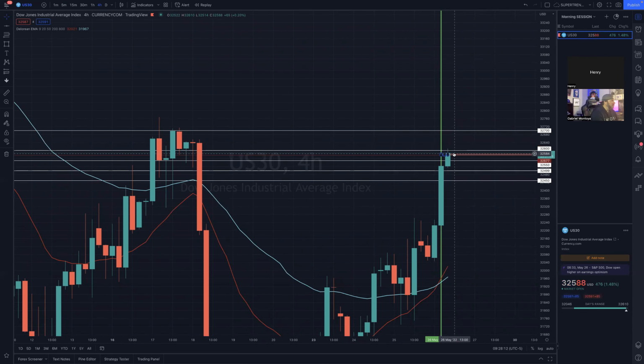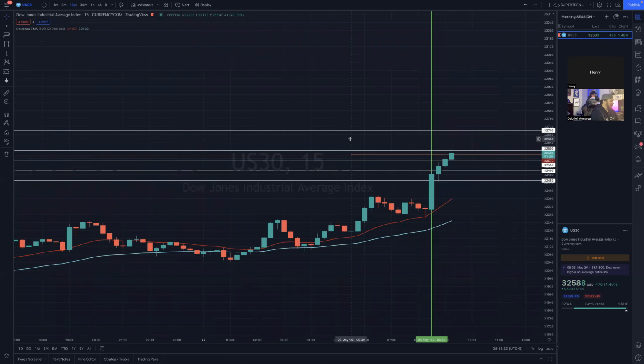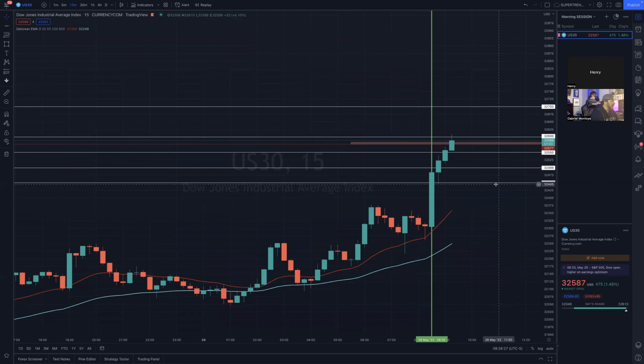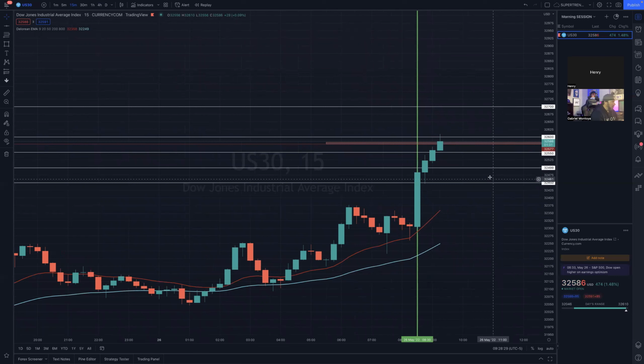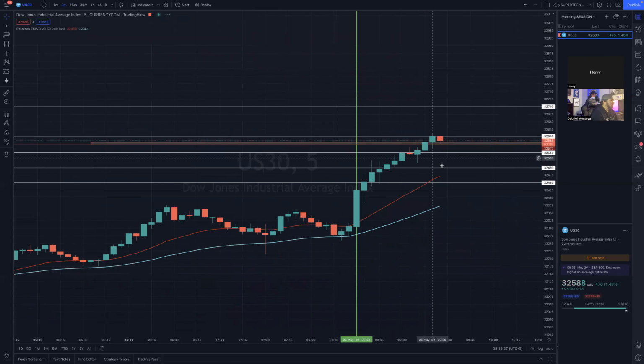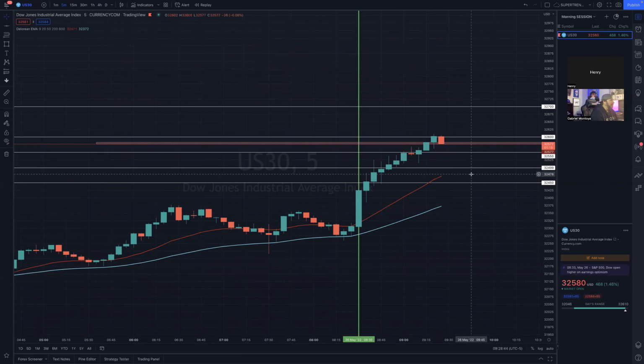32,600. We just need her to fly through, wick past this zone, and we're good. Literally 2 minutes left on this 15-minute candle, and we're done. Okay, let's see what happens in the next minute. Let's go. Big push up. Let's go. Get this session done.